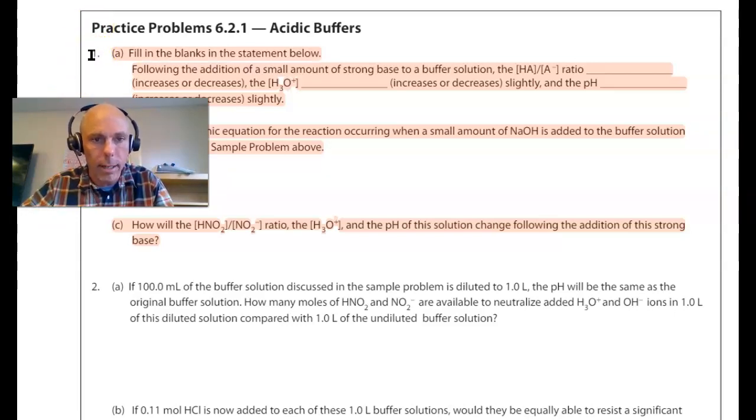All right, flip the page, looking at practice problem 621 here, and I'd like you to try this problem that's highlighted in red, number one. So give number one a shot, and come on back once you're done and see how your answer compares to mine.